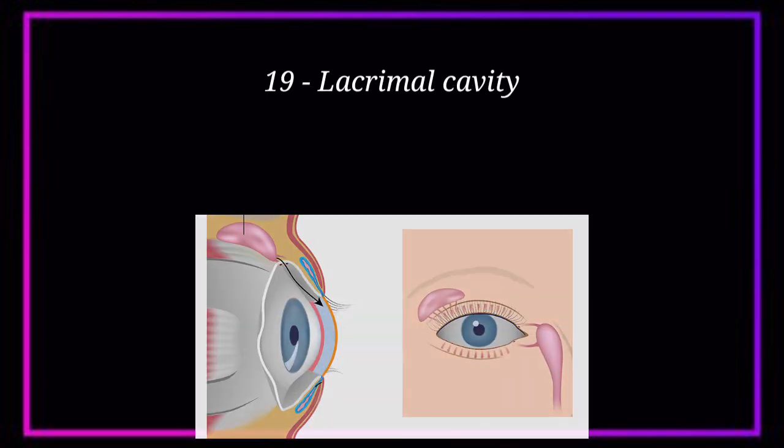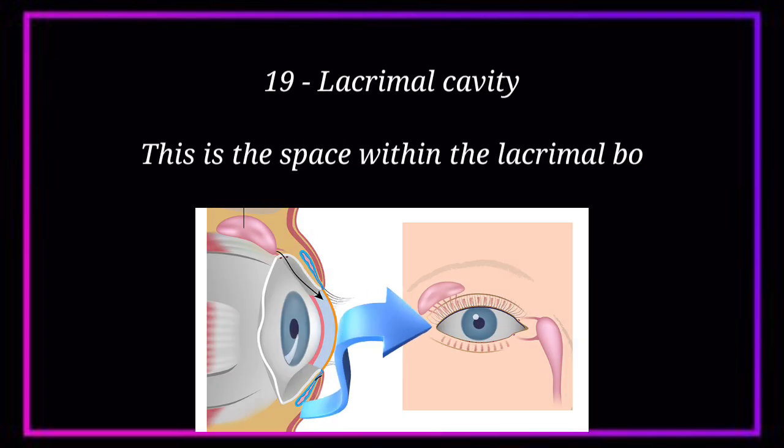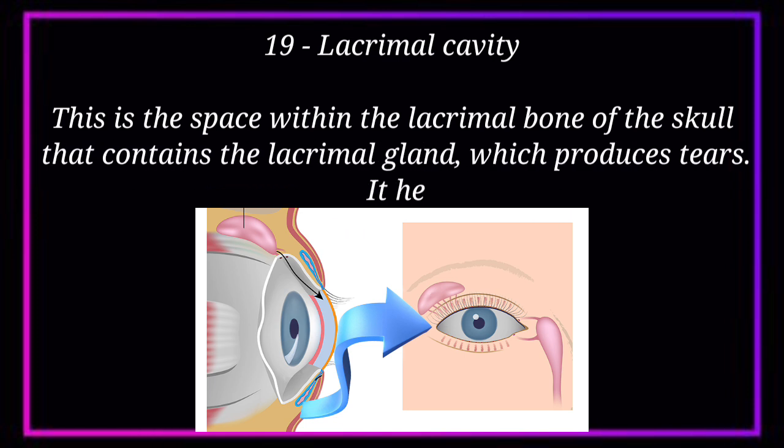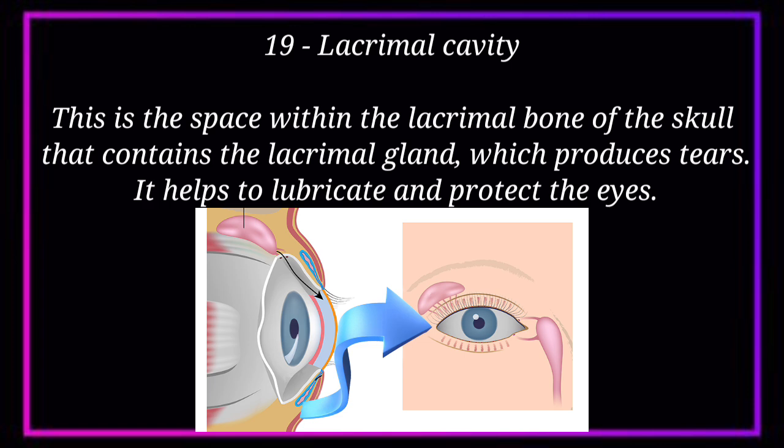Number 19. Lacrimal cavity. This is the space within the lacrimal bone of the skull that contains the lacrimal gland, which produces tears. It helps to lubricate and protect the eyes.